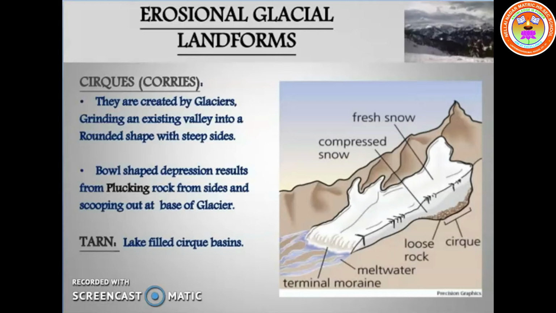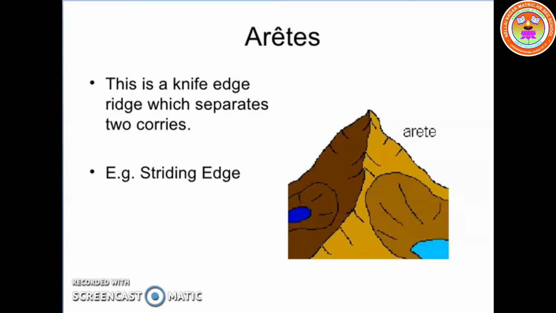The first one is cirque. A glacier erodes the steep side walls of the mountain and forms a bowl-shaped armchair-like depression, which is called a cirque. Second one, arete. Aretes are narrow ridges formed when two cirque walls join together back to back and form narrow knife-like ridges.